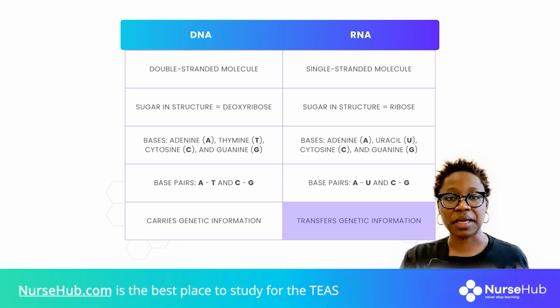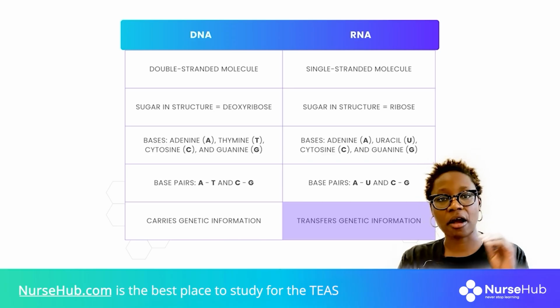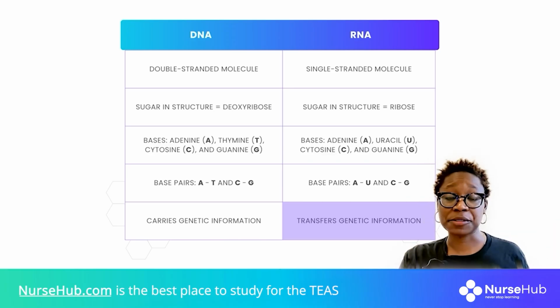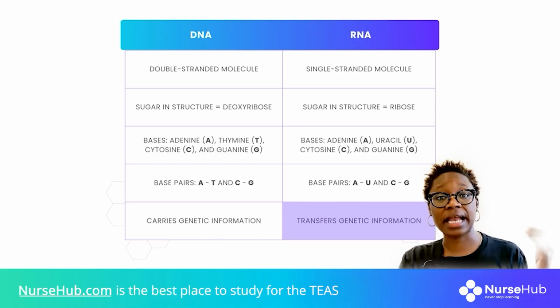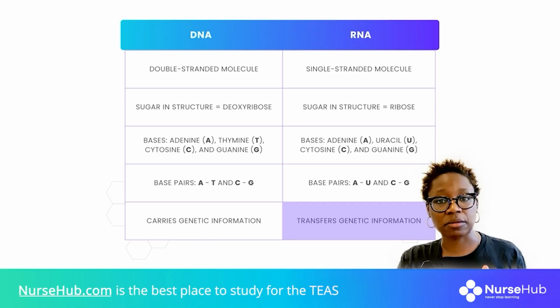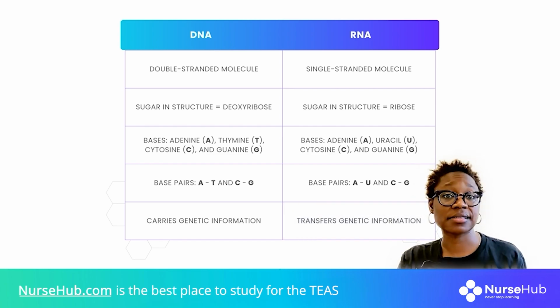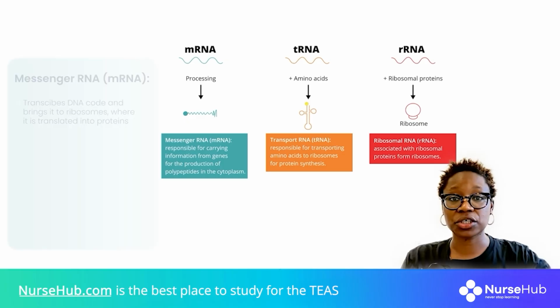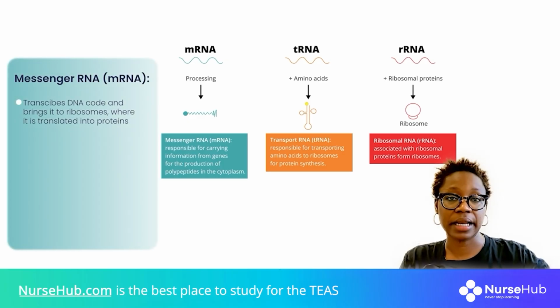It acts as an intermediary between the DNA and the ribosomes, transmitting information from the DNA itself to the ribosomes so that the ribosomes can create proteins that are then involved in various other cellular processes, such as gene regulation and catalysis. So for your TEAS exam, there are three main types of RNA that you need to keep track of. The first is messenger RNA, or mRNA.